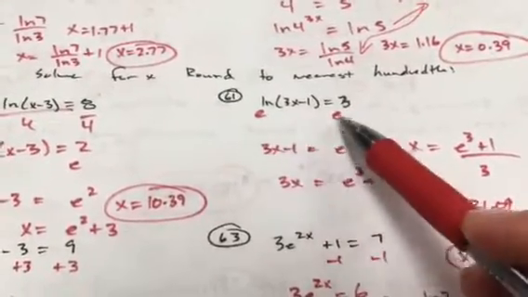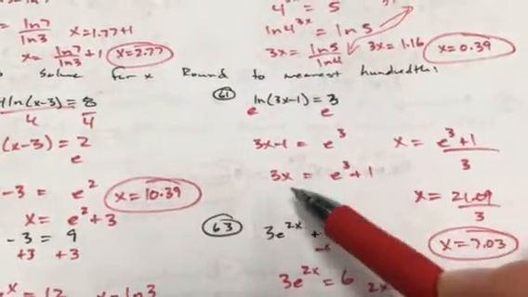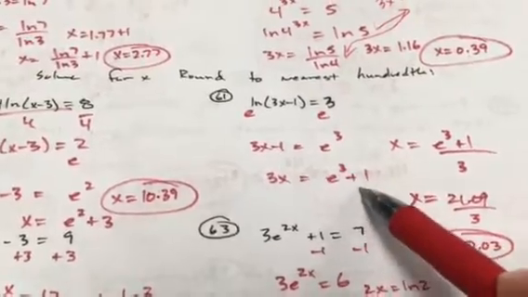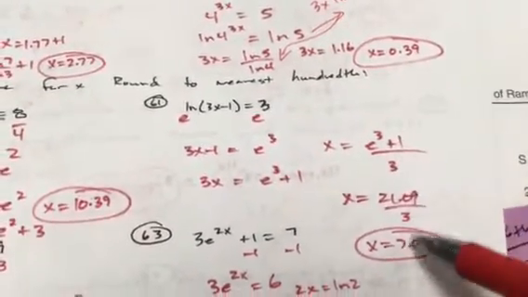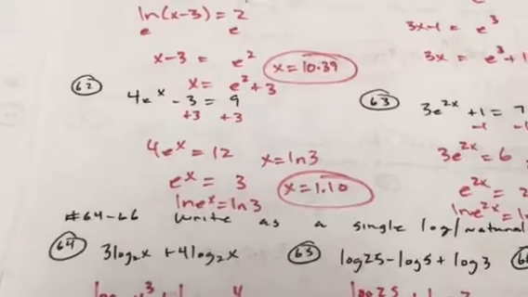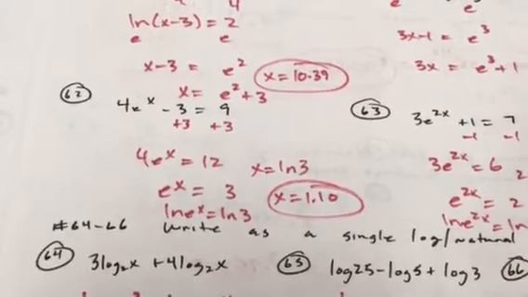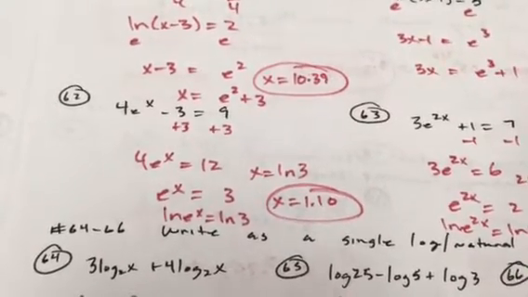Here, just immediately attach e as the base. 3x minus 1 is equal to e to the 3rd. Add 1 to both sides, then divide by 3. 62, add 3 to both sides, then divide by 4. E to the 3rd is 3. Attach natural log to both sides. X is natural log 3, which is that.